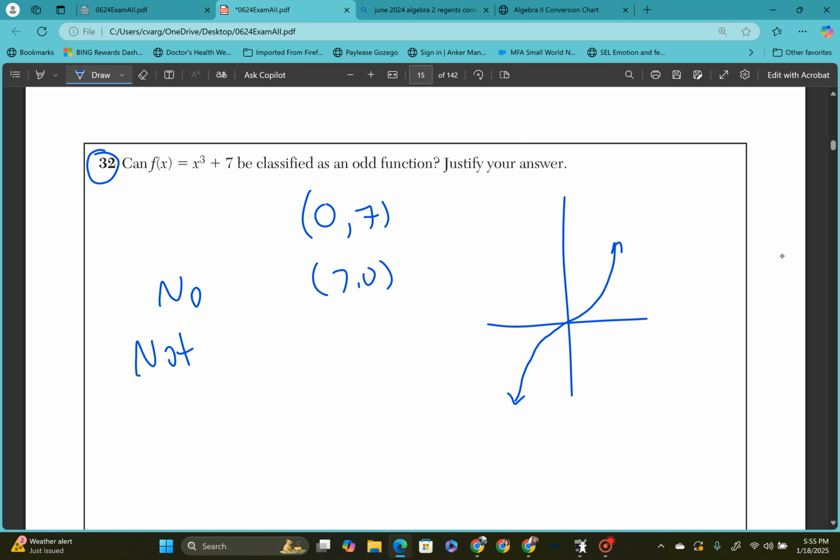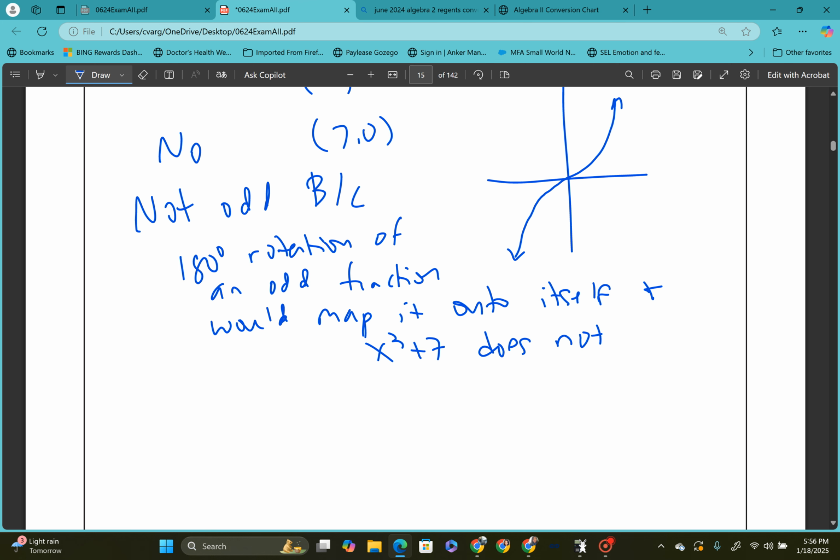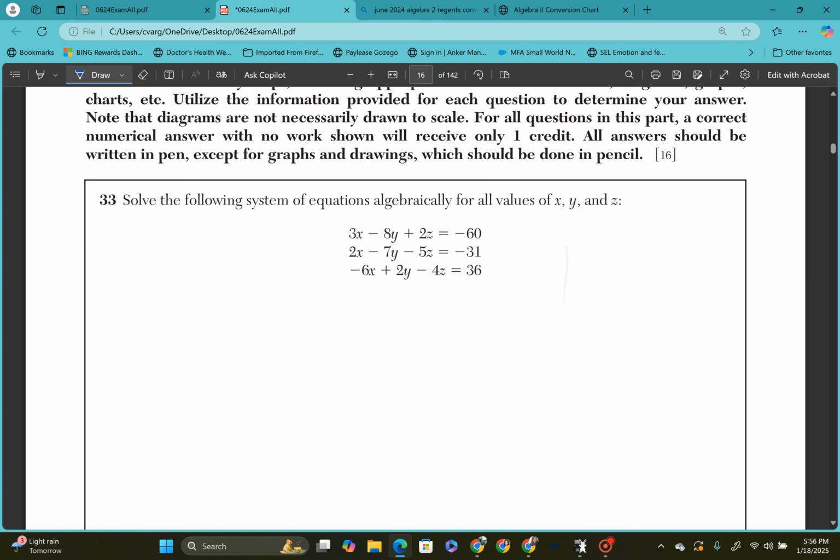So we want to say no, it's not odd, because a 180-degree rotation of an odd function would map it onto itself, and x to the third plus 7 does not. It does not map onto itself. Okay. All right, next one.